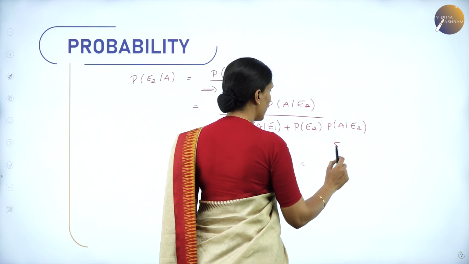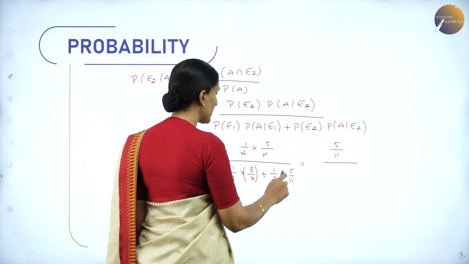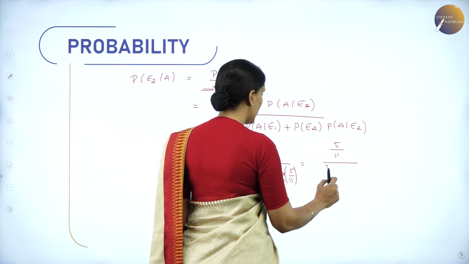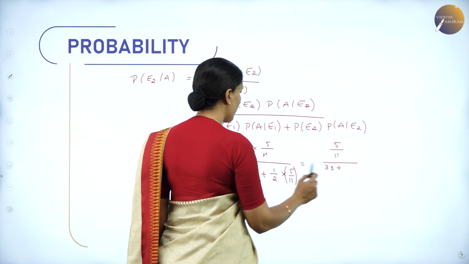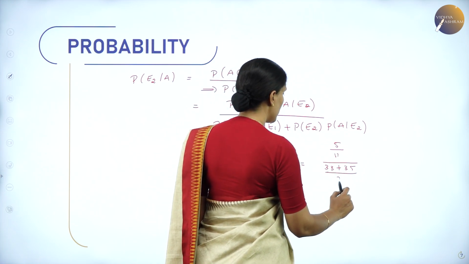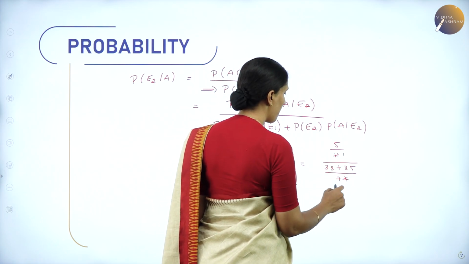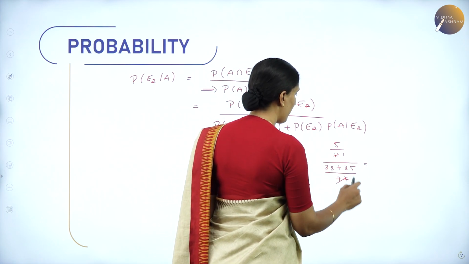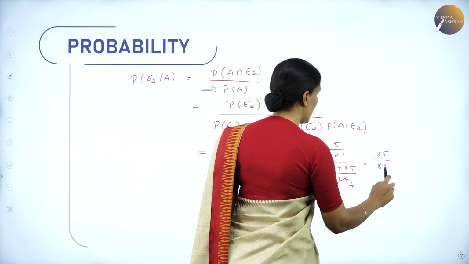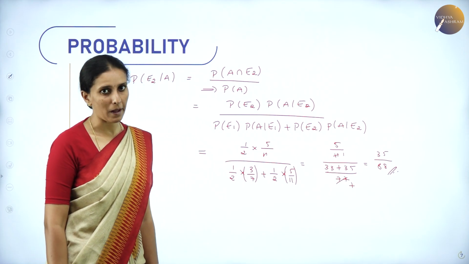So numerator 5 by 11 whole divided by, so we are left with 3 by 7 and 5 by 11. So we have 11 3s are 33 plus 7 5s are 35 whole divided by 11 7s are 77. So here we can cancel 11 1s are 11, 7 5s are 35 whole divided by 68. So this is the value of the given probability.